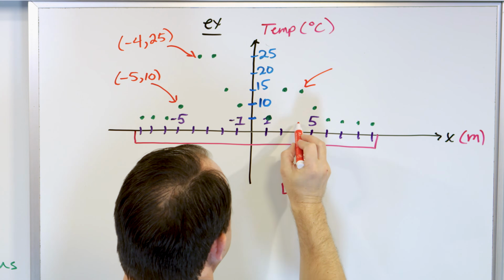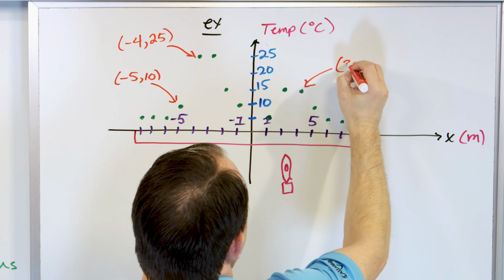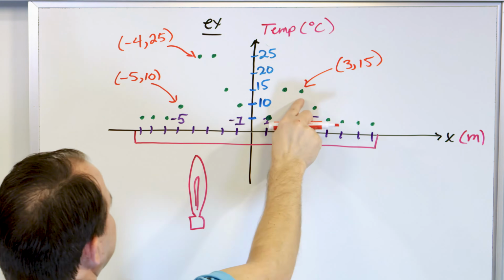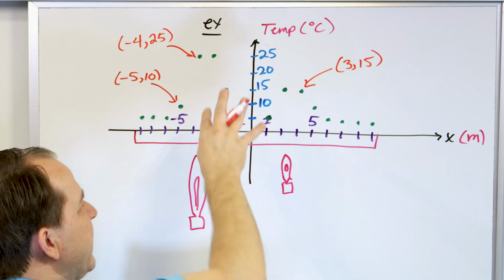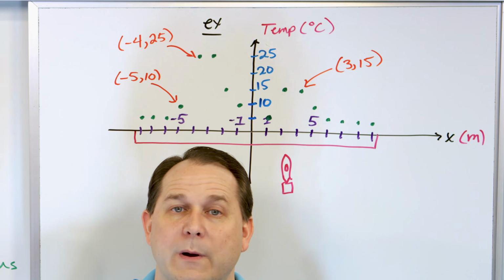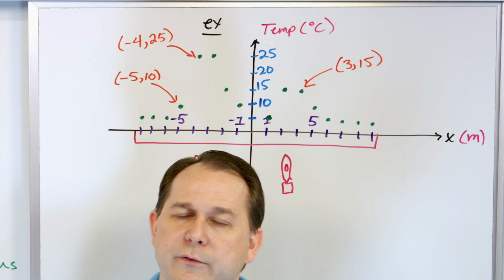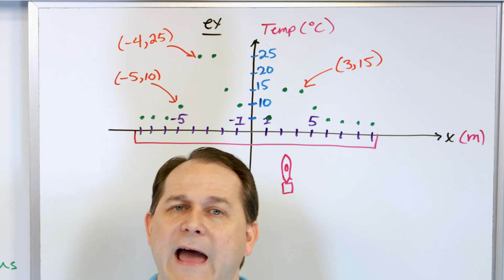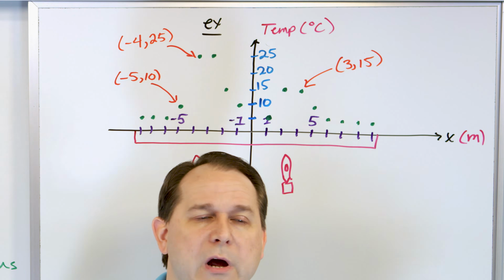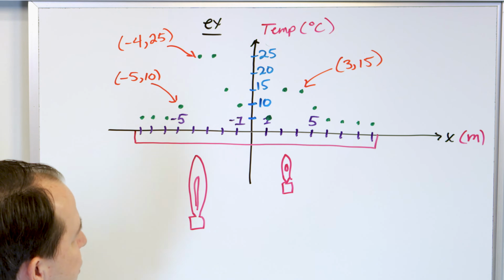This is at 1, 2, 3, comma, 15. 3, comma, 15. So you see every point here, every green dot really requires 2 numbers to represent what's going on. One number for the distance along the bar, and the other number represents the temperature. Every single green dot requires 2 numbers, and because of that, it needs a 2-dimensional graph like this.